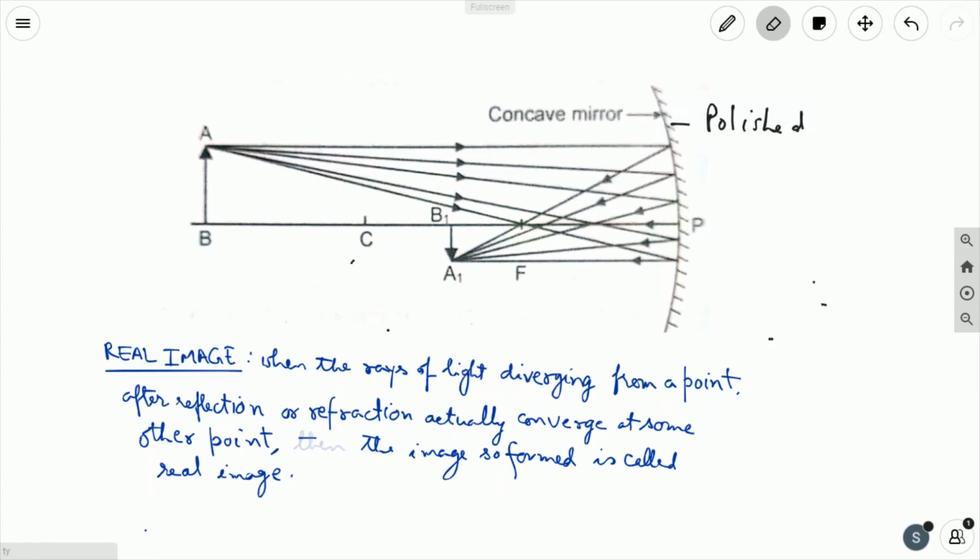So here, you just have to know that when rays of light diverge from a point, after reflection or refraction they converge at some other point. The image so formed is called the real image. We can see that the rays of light are diverging from the point A of the object, and after striking the reflecting surface of the mirror, they will converge. These are the convergent rays. After converging they will meet at a point, and this point is called the real image of the object. B1A1 is the real image of the object AB, right? So this is about the real image.